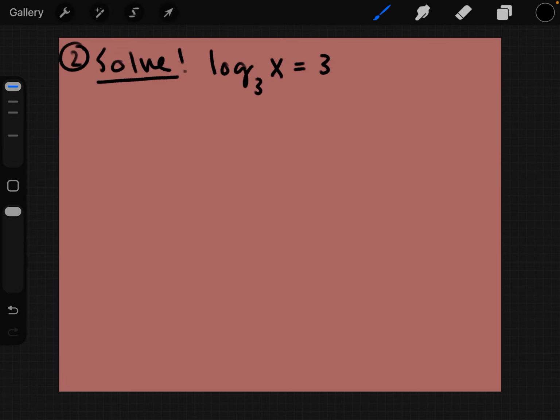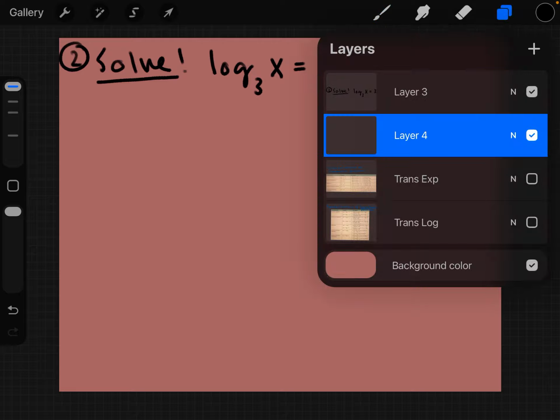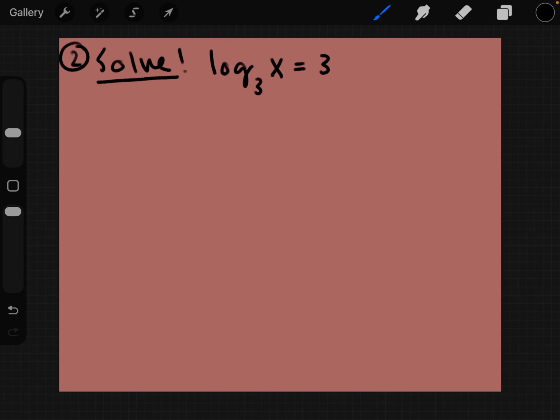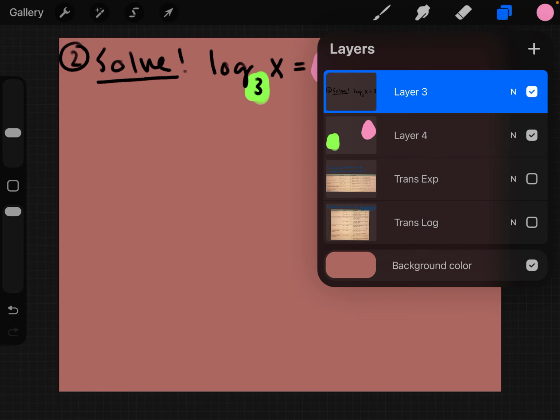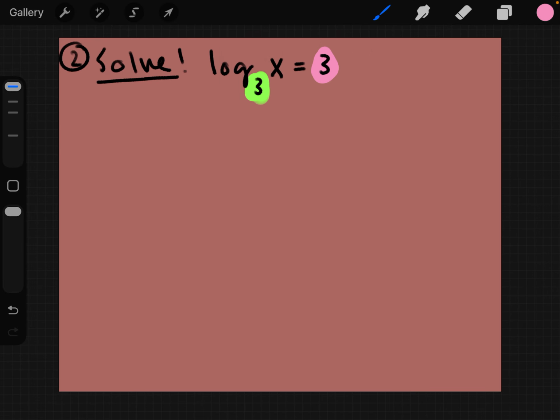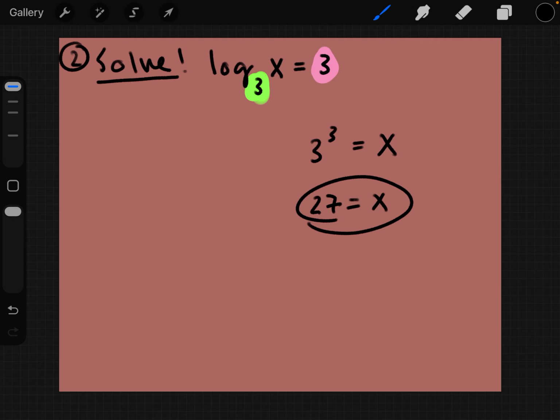This is another one where you need to rewrite it in exponential form. Or you don't have to. If you've done a bunch of them, then you can tell what the answer is just by looking at it, but our exponent is in pink and our base is in green, so it would be 3 cubed is equal to x. So what is 3 cubed? It's 27. So 27 is equal to x. So our answer is 27.